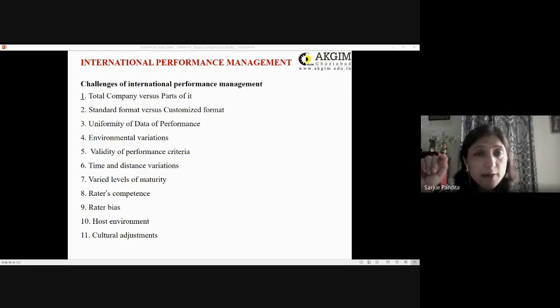So total company versus part of it, that means the HR manager who is handling performance management at the international level has to decide whether we need to take the total company's performance and implement it throughout, or whether we need to have a part of it, which should be adopted or evaluated for the employees who are working at headquarters, subsidiaries, or alliances. Then second is standard format versus customized format.